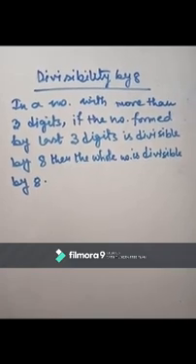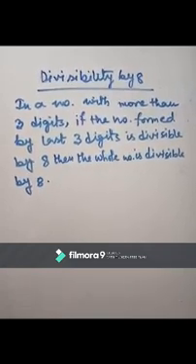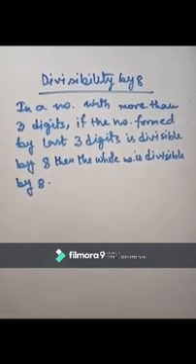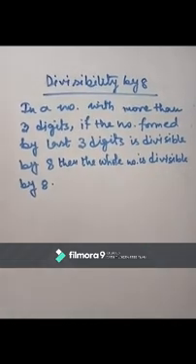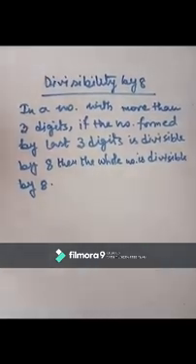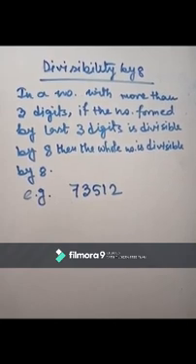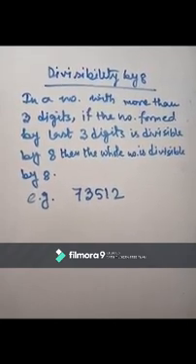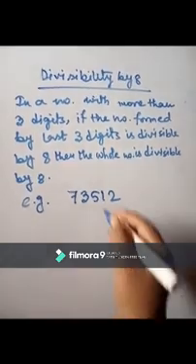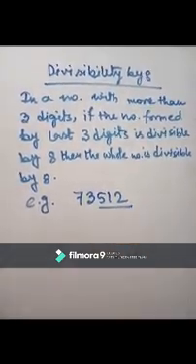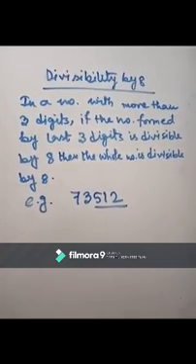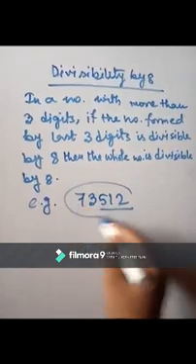Now the next one is divisibility by 8. In a number with more than 3 digits, if the number formed by the last 3 digits is divisible by 8, then the whole number is divisible by 8. For example, in 73,512, the number formed by the last 3 digits is 512. You will see that 512 is divisible by 8. Hence, this whole number is divisible by 8.